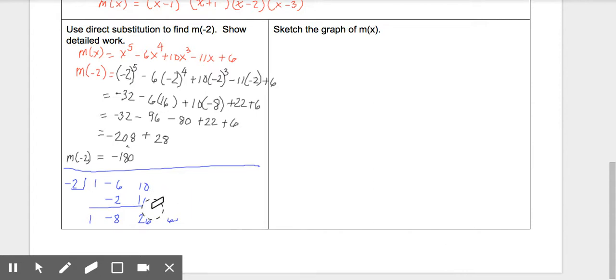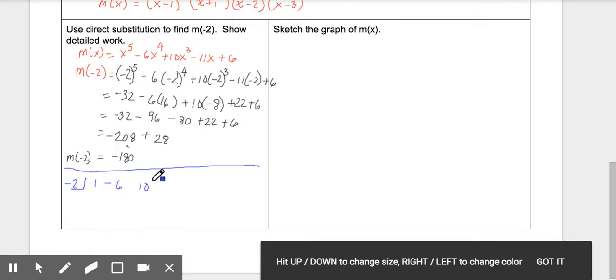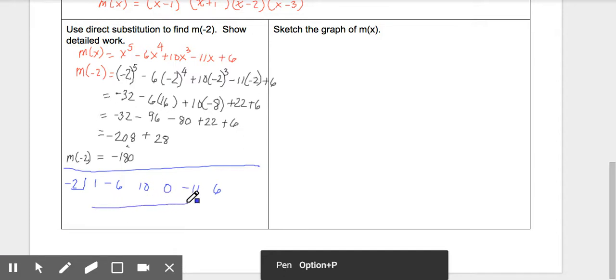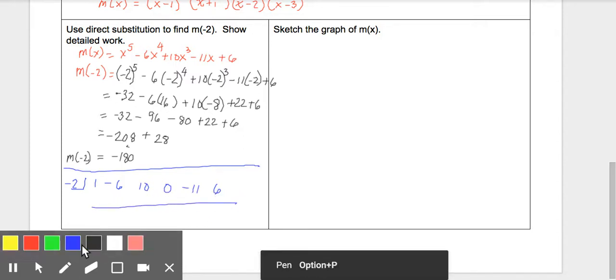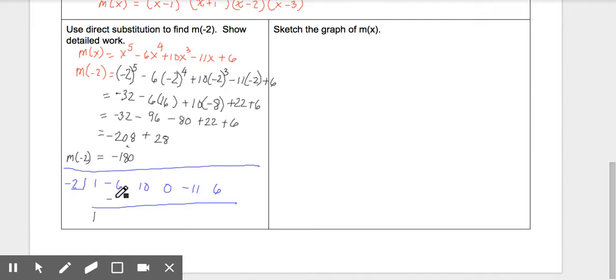Okay, so instead of 1, negative 6, 10, negative 11, we have to put a 0. Then negative 11, then 6. Now we can find m of negative 2 using synthetic substitution. So we bring down 1. 1 times negative 2 is negative 2. This is negative 8. This is positive 16. This is 26. 26 times negative 2 is negative 52.